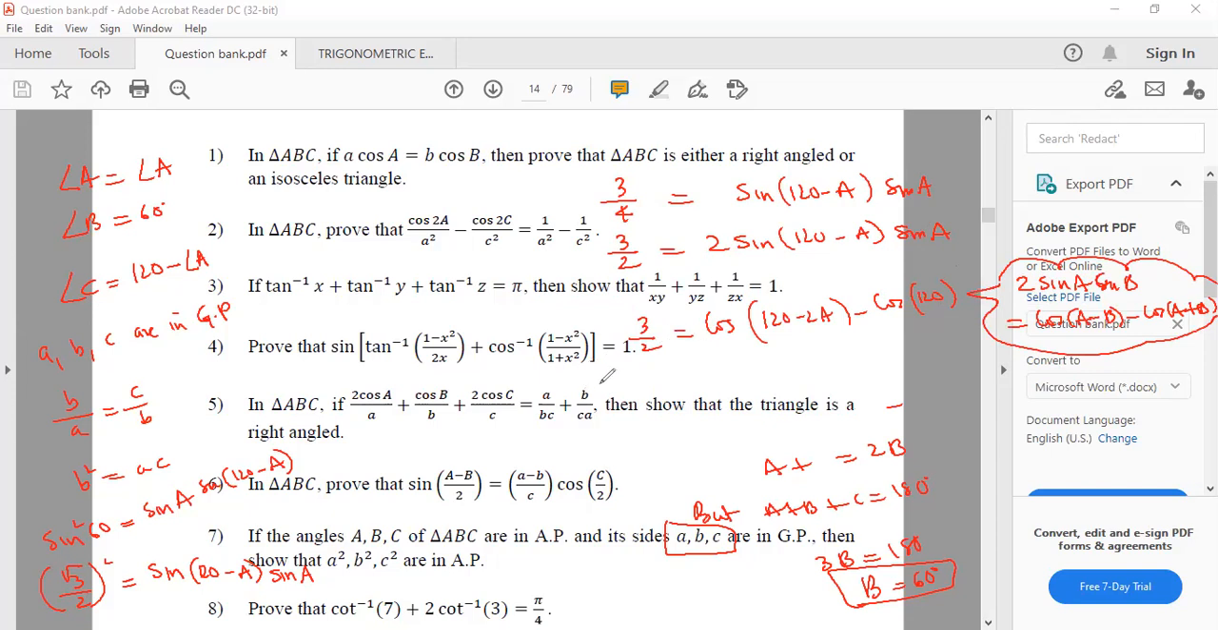So the cos 120 plus 2 will come, right? Then 120 minus A plus A, this angle plus A will give you 120. This angle A will cancel. Minus A will give you minus 2A. Yes. So 3 by 2 is cos 120 minus 2A plus cos 60. Cos 60 is half, right?